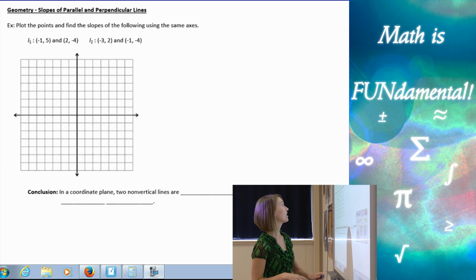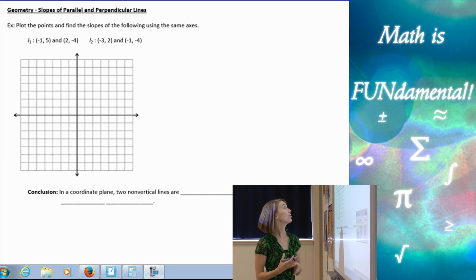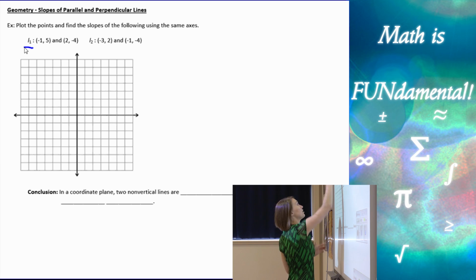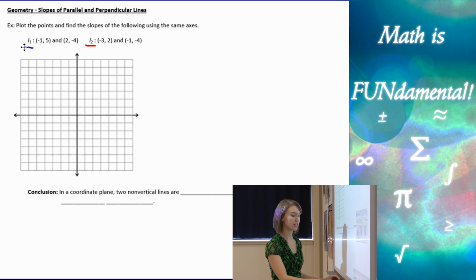Getting started, let's look at an example. Plot the points and find the slopes of the following two lines using the same set of axes. We're going to color code them. I'm going to do one in blue and the other in red so that we can see the difference of the two.